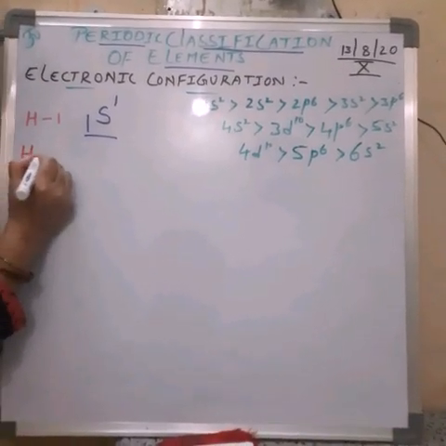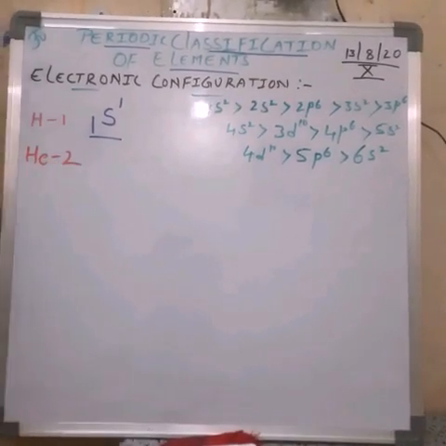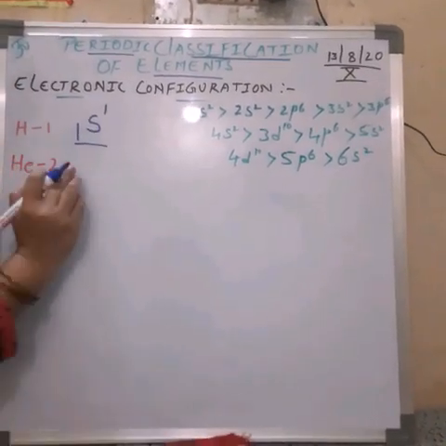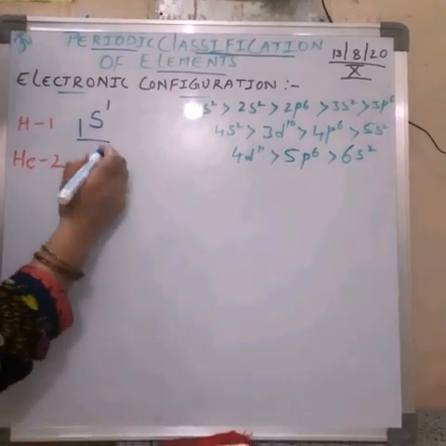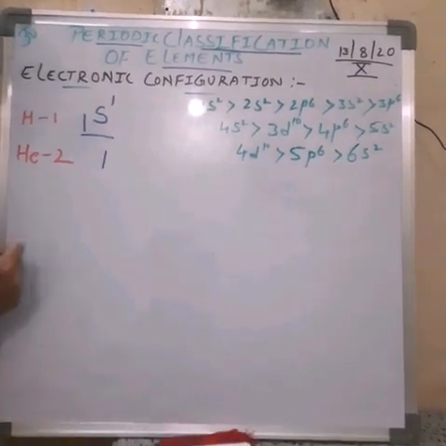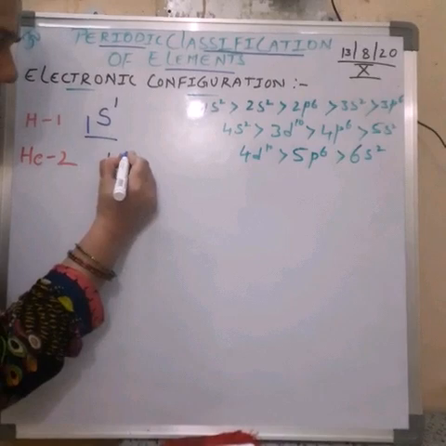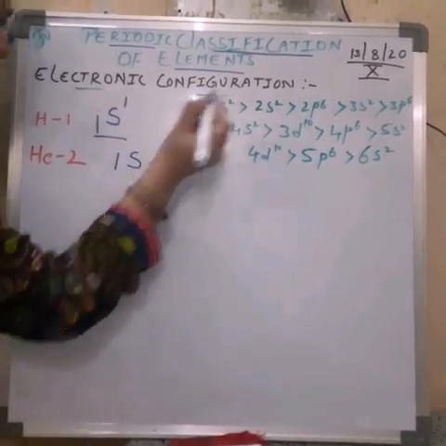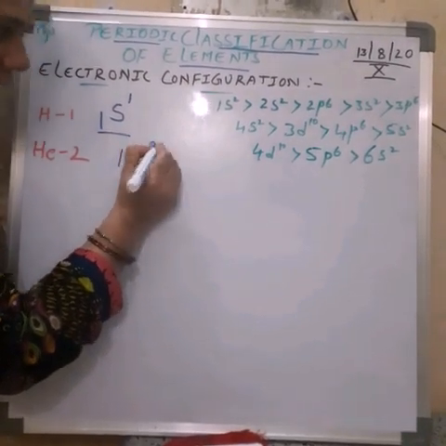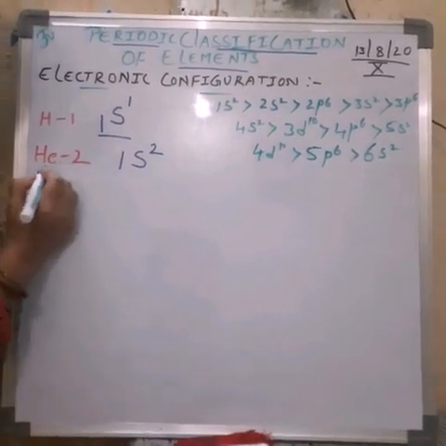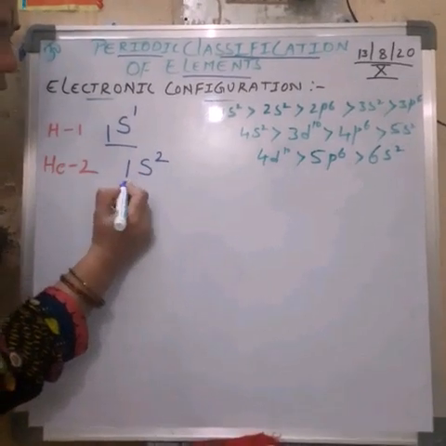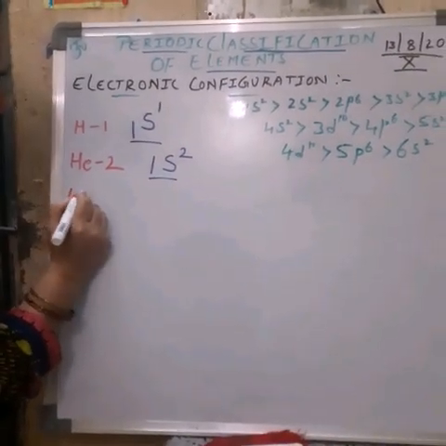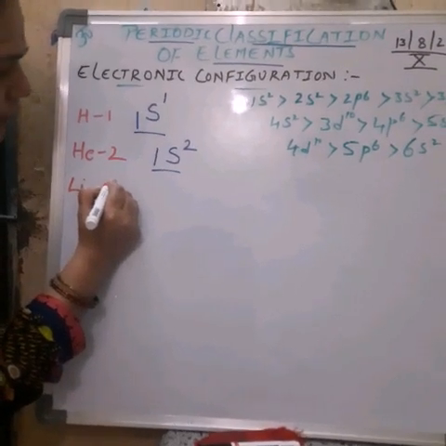Okay. Now let us go to the next element, helium. What is the atomic number of helium? 2. Again, we have to follow the same rule. So first, which shell will it enter? First shell. Then which subshell? S subshell. Now how many electrons? 2 electrons. So S has capacity of how much? 2. Can it accommodate? Yes. So now the configuration of helium is how much? 1s2.